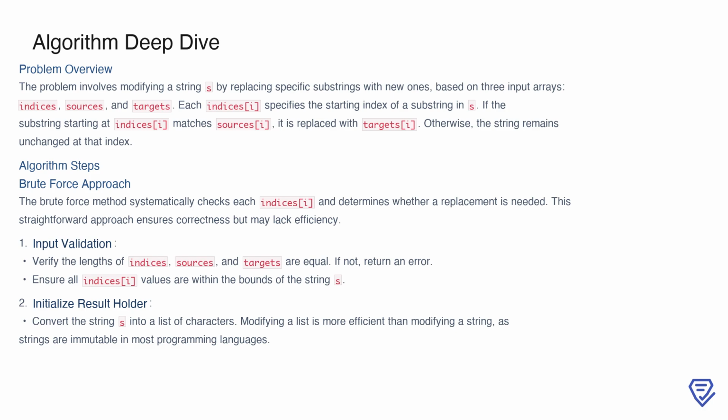A brute force approach to solving this problem involves iterating through each index in indices and applying replacements as needed. To begin, we validate the inputs by ensuring that the lengths of indices, sources, and targets are equal and that all indices are within the bounds of the string S. Once the inputs are confirmed to be valid, we initialize a result holder by converting the string S to a list of characters. This step is crucial because strings are immutable, and modifying a list is far more efficient when making multiple updates during the replacement process.